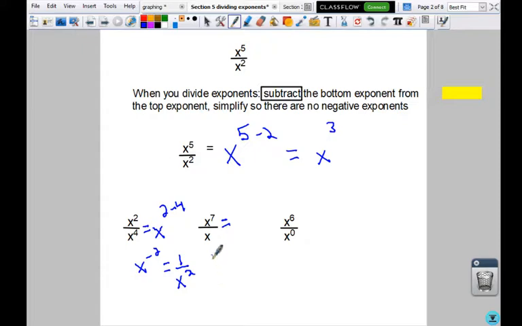All right, on this middle one, same thing on this one.